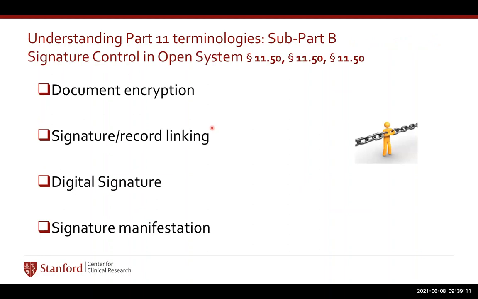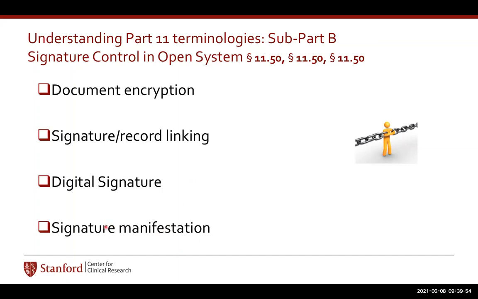Okay, let's talk about some of the terminology. Again, document encryption. When you create a record and it is being sent for signature, in that case the document is encrypted in the process. Many of you know, who have used Adobe Sign. Now, the signature should be an integral part of the document, and that is called record linking. A digital signature does a very good job of linking the signature to the document that you sign.